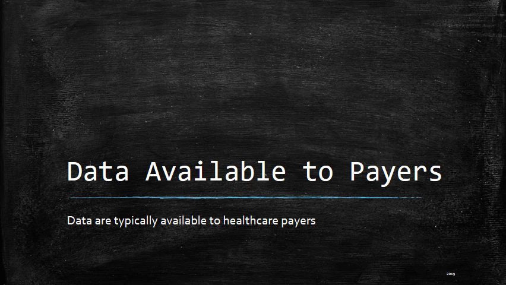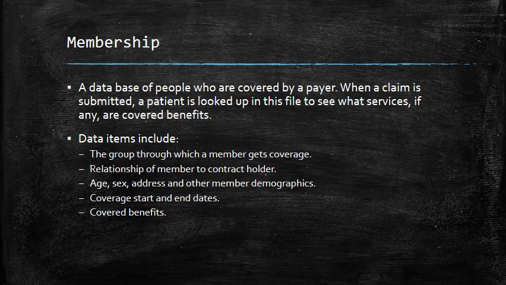In this session, we're going to focus on some of the key data sources that payers have for data to use for their analytics. We'll look at both typical sources and a few atypical sources. One key source of data for payers is their membership file. This is simply a database of people who are covered by a payer.